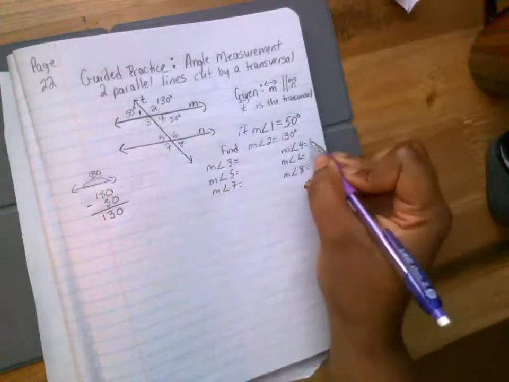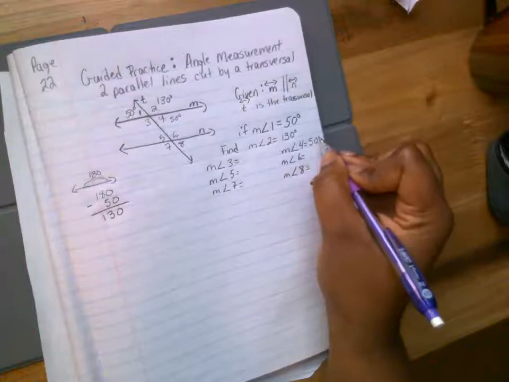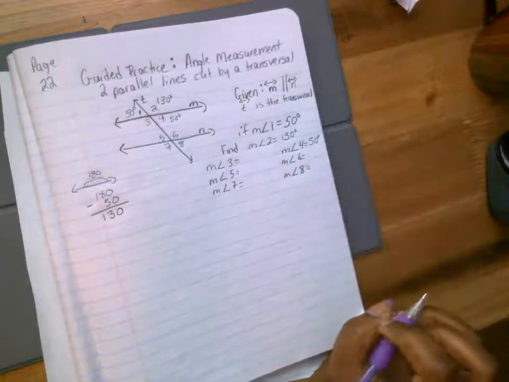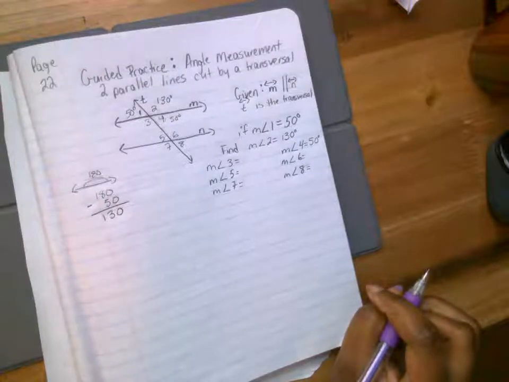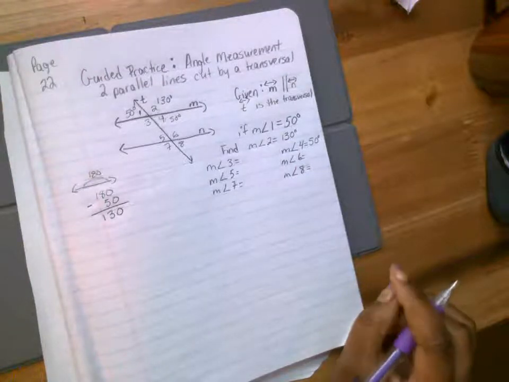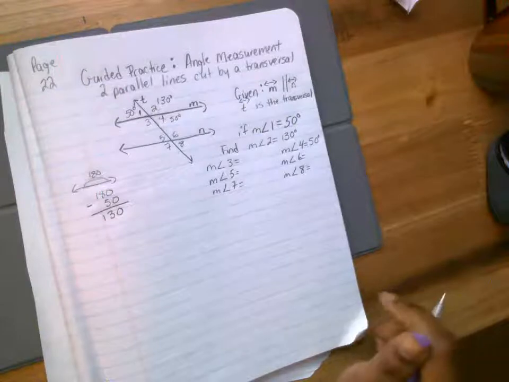1 and 4 are vertical. So whatever 1 is, so is 4. That's 50 degrees. That is correct. Yes. Great job. You're exactly right.